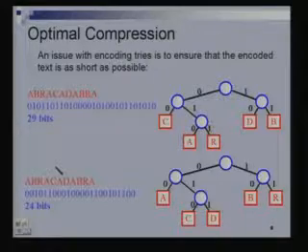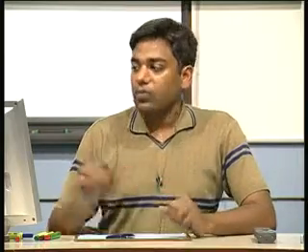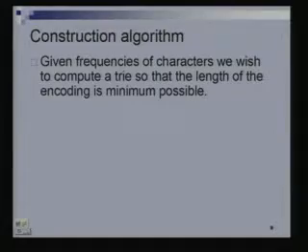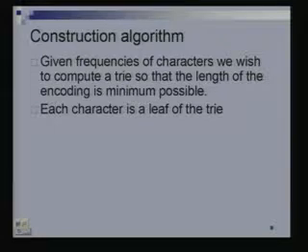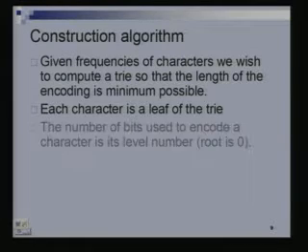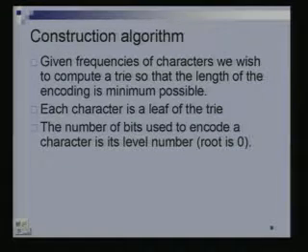Okay, is that clear to everyone? Good. So let's try and understand. So what is it that we are given? We are given the frequencies of the characters. So suppose I give you a piece of text, you will count the frequencies of the characters. Frequency means how many times each character appears. And we are trying to compute a trie so that the length of the encoding we get is as small as possible. Recall that each character is a leaf in our trie. Okay. Number of bits used to encode a character is its level number.